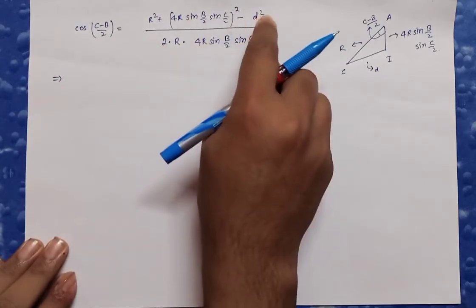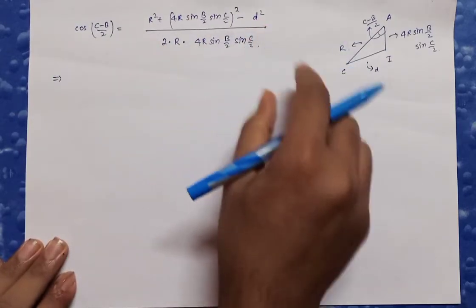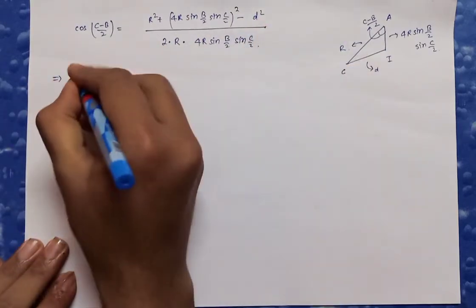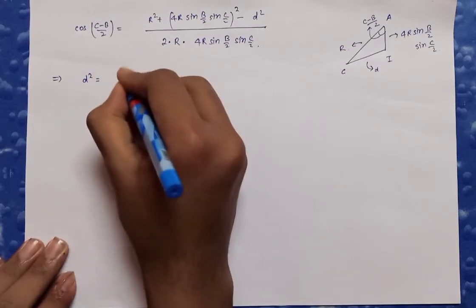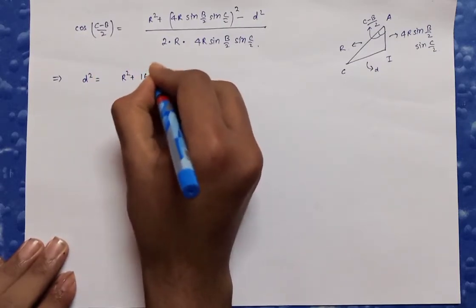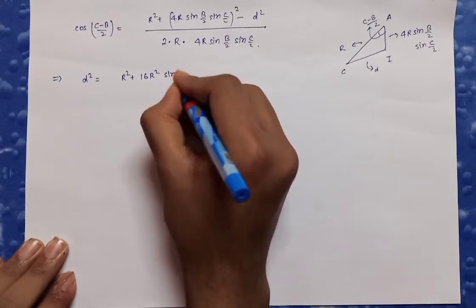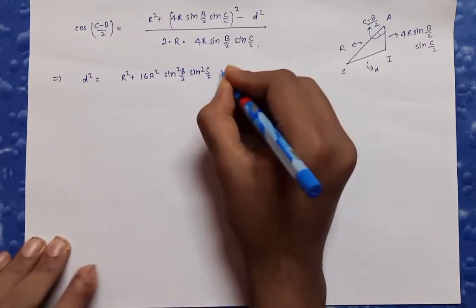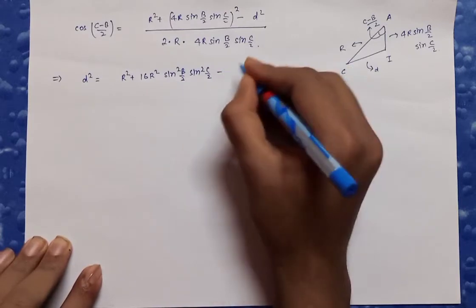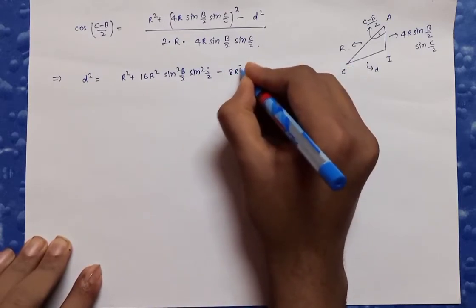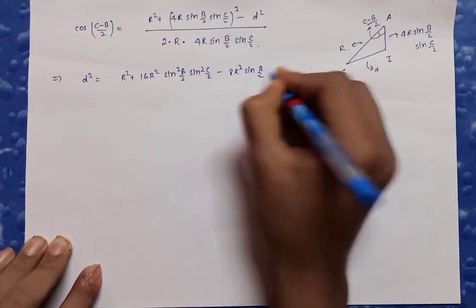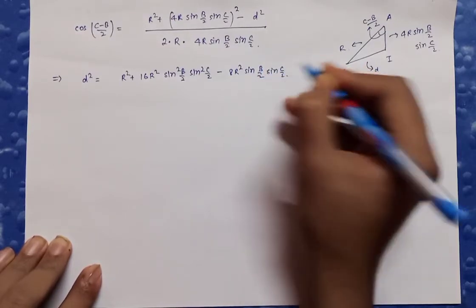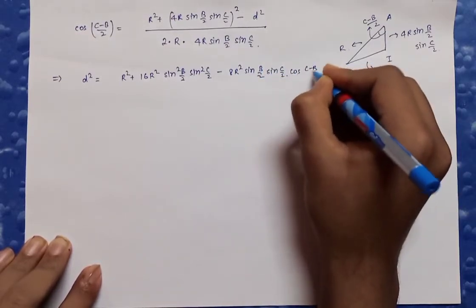Now we can keep d² on one side and the rest of the parts on the other side. So I am rewriting d² equals R² plus 16R² sin²(B/2) sin²(C/2) minus 8R² sin(B/2) sin(C/2) multiplied by cos((C−B)/2).